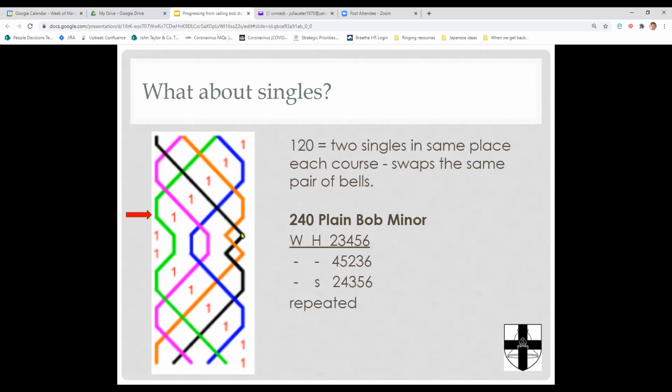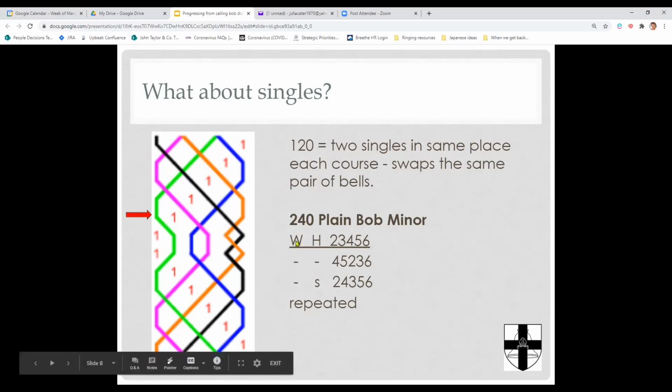Now, the useful thing about this is that you can use a single to basically double the length of anything, because you're swapping 2 bells over. So you can call something, then when you get to the end of it, put a single in, it swaps 2 bells over, and then you carry on all again. You double the length of it, put another single in, and it swaps them back. So you've got a nice, easy way of doubling the length of something.